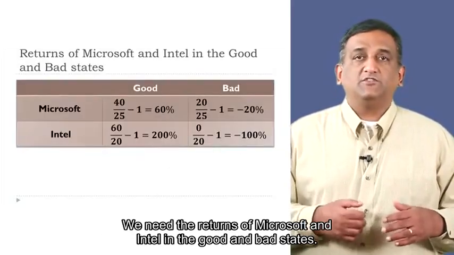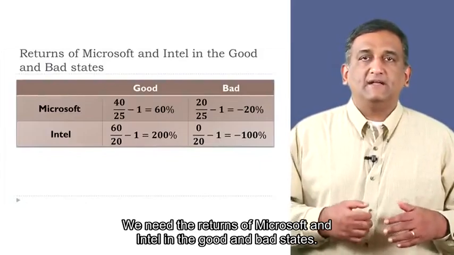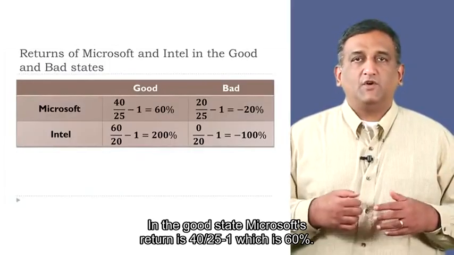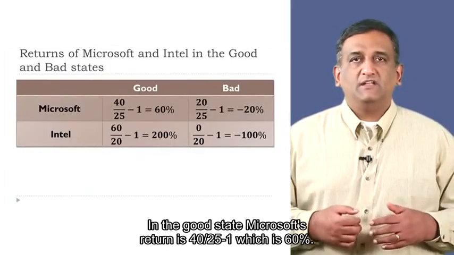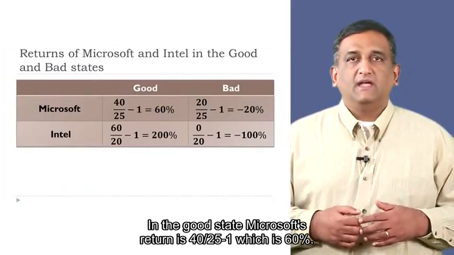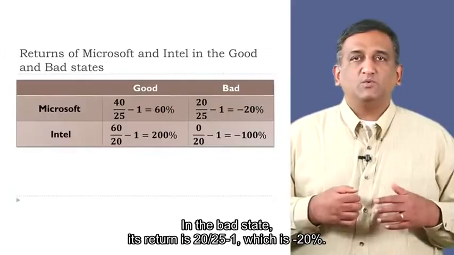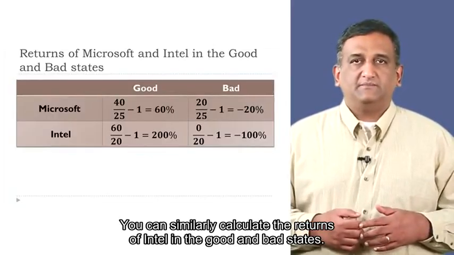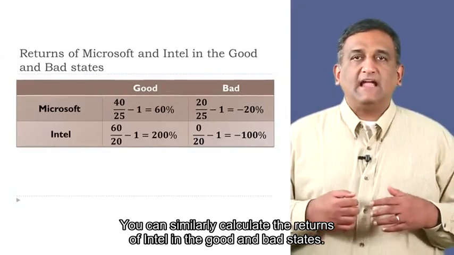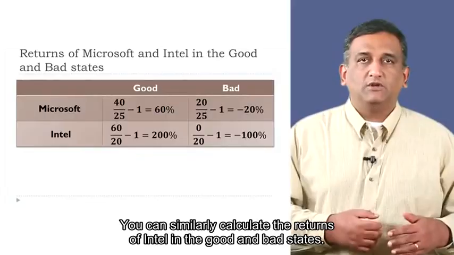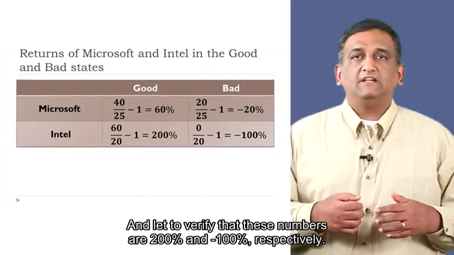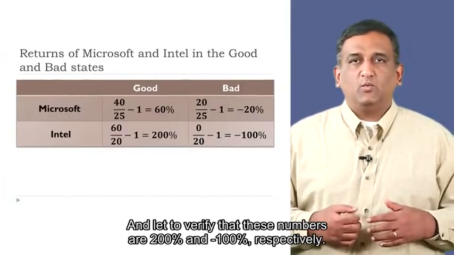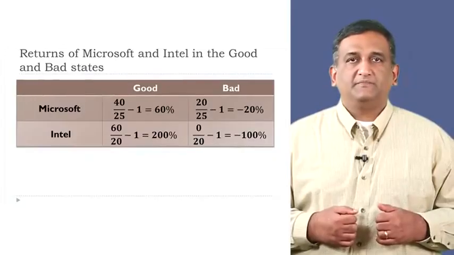We need the returns of Microsoft and Intel in the good and bad states. In the good state, Microsoft's return is 40 over 25 minus 1, which is 60%. In the bad state, its return is 20 over 25 minus 1, which is negative 20%. You can similarly calculate the returns of Intel in the good and bad states. I'll let you verify that these numbers are 200% and negative 100% respectively.